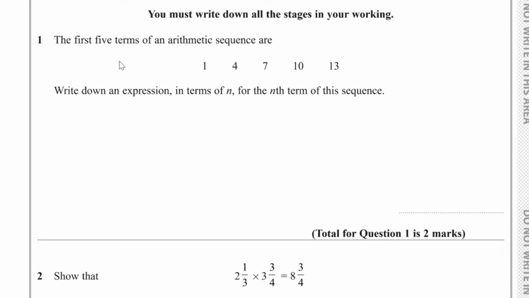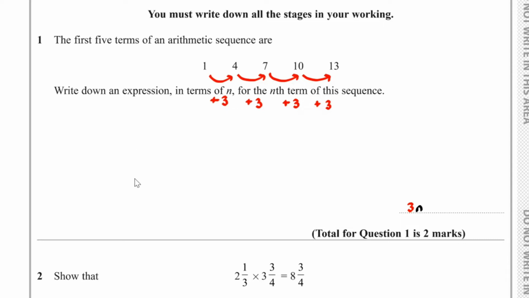Question number 1. The first 5 terms of an arithmetic sequence are 1, 4, 7, 10, 13. We have to write down an expression in terms of n for the nth term of this sequence. We begin by finding the difference between each term. The difference between each term is positive 3. And so therefore, the coefficient of n will be 3.